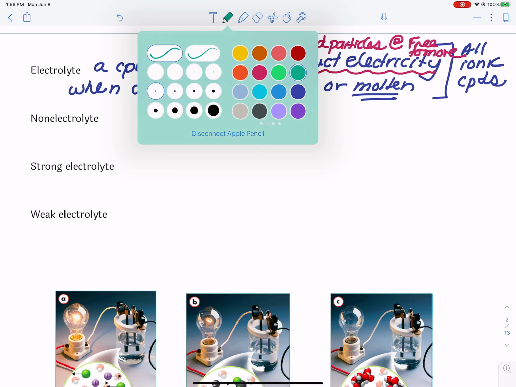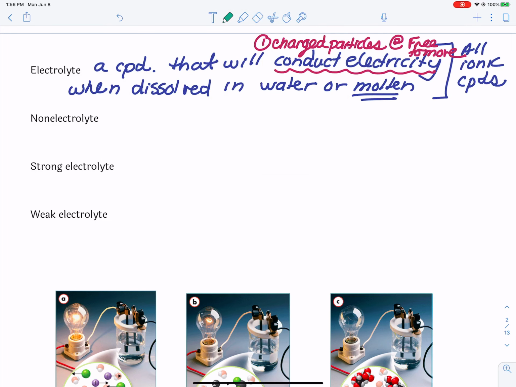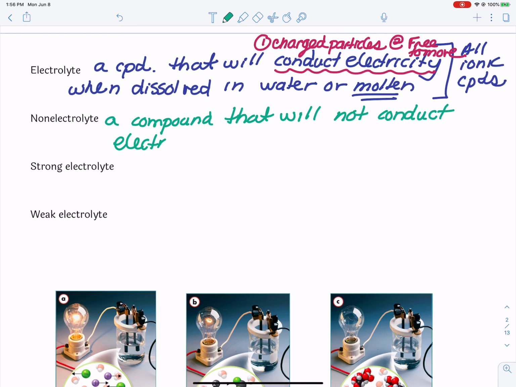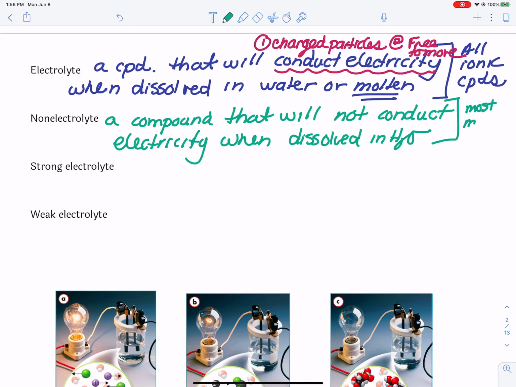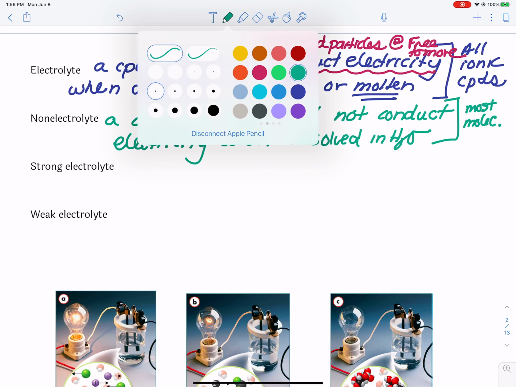Okay, so a non-electrolyte, guess what? A compound that will not conduct electricity when dissolved in water. And this is most molecular compounds. I'm not going to say all, because there is a subcategory of molecular compounds that we really don't talk about in first year chem yet, that we're going to talk about in just a moment.